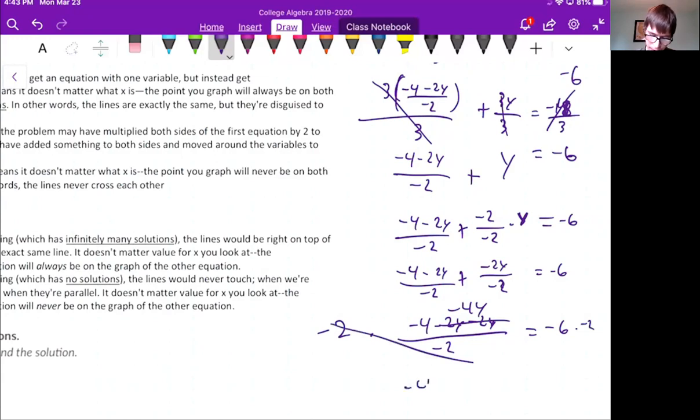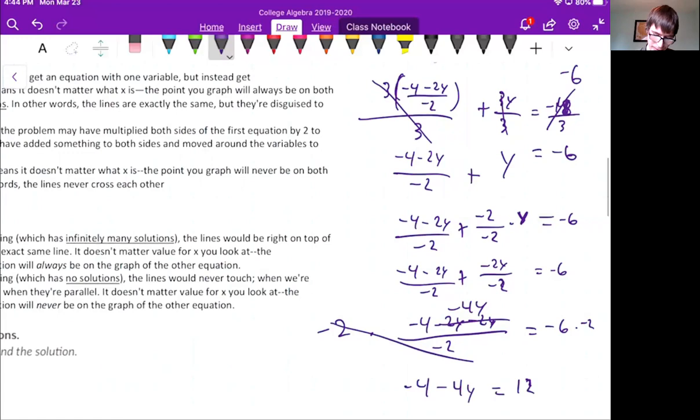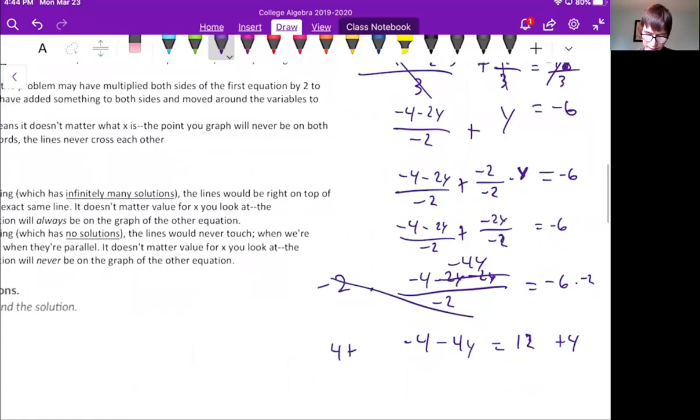So we get -4 minus 4y equals -6 times -2. That gives us 12. It's -6 times -2, so negative times negative is a positive, and 6 times 2 is 12. The next thing that's furthest away from the y is the -4. -4 is being subtracted, so we'll do the opposite of subtraction. We will add. We'll add 4 to both sides. So the 4 plus -4 cancels out.